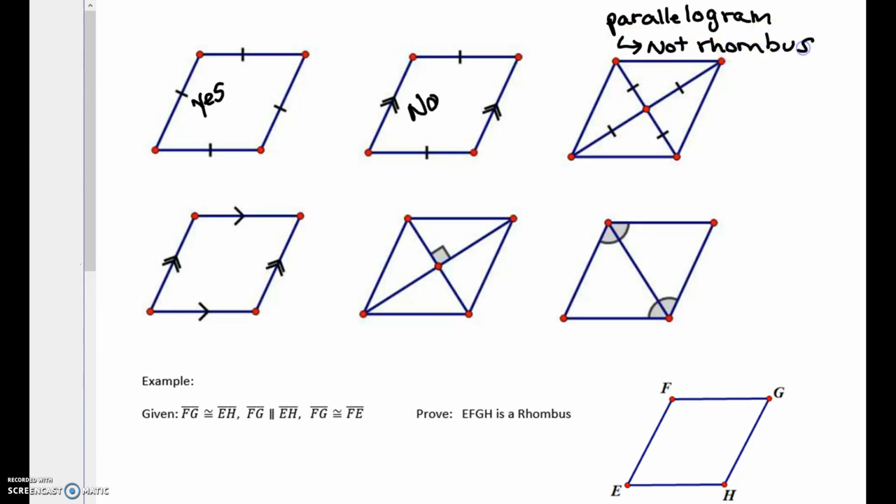We'll come back later to some cool things about diagonals in a couple of future lessons. Now my next one, we've got opposite sides are parallel. Well, that's our classic definition of a parallelogram, but we don't have enough to show that it's anything more than that. So it's not necessarily a rhombus.